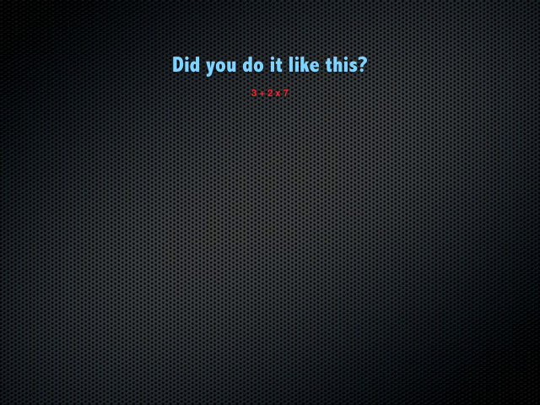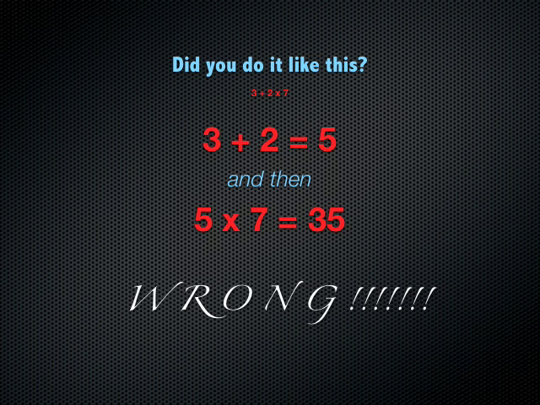Well, if you got 17, I'm afraid to say you're right. Yeah, 17. So let's have a look at how you might have done it. First of all, did you do it like this? You took the 3 plus 2 and added and got 5. And then when you got that 5, you times that by 7 to make 35. If you did it that way, I'm afraid you're wrong.